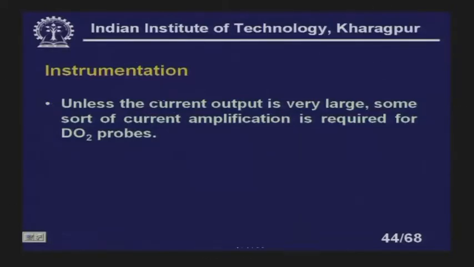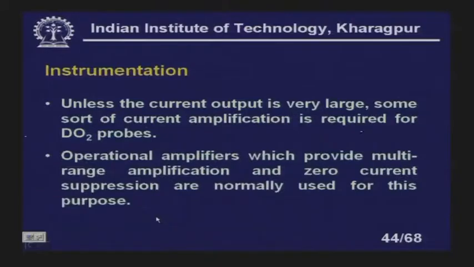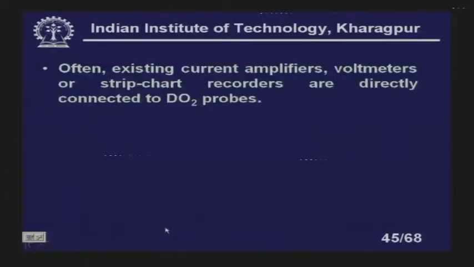Instrumentation, let us look at. Unless the current output is very large, some sort of current amplification is required for DO2 probes. Okay. So, we know various types of current amplification. The signal conditioning we can do, it has improved a lot. So, that is not a problem. Operational amplifiers which provide multi-range amplification and zero current suppression are normally used for this purpose. Often existing current amplifiers, voltmeters or strip chart recorders are directly connected to DO2 probes.